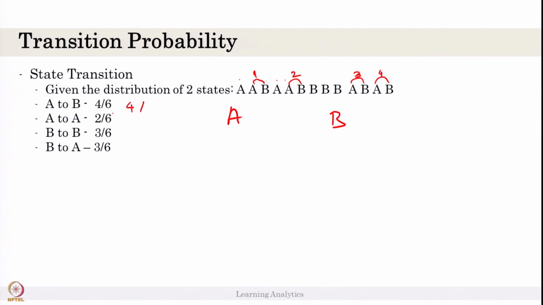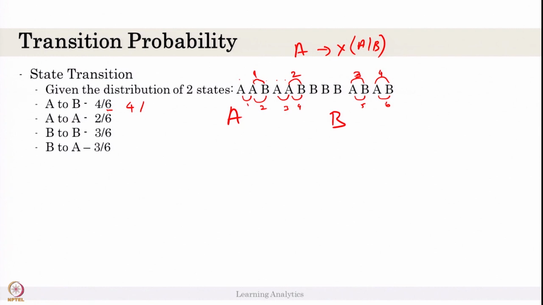What is 6? The 6 indicates how many times A transitions to another action, that is, how many times A to X happens. The X can be A or B. If you look at the transitions from A, this is the first transition from A, this is the second, this is the third, this is the fourth, this is the fifth, this is the sixth. A to X, it can be A or B.